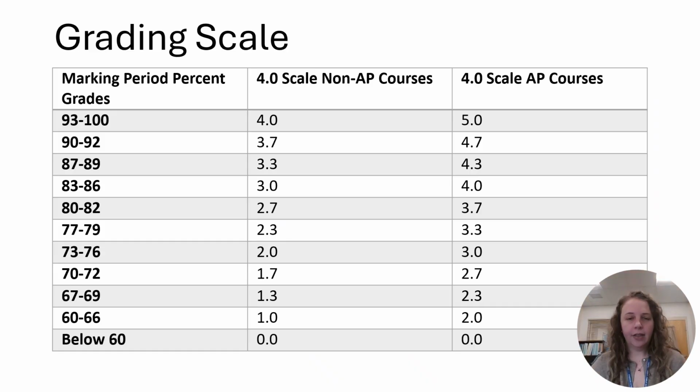Here's the grading scale that Calvert County Public Schools uses to calculate your GPA. For each marking period percent grade, it corresponds to a number on a 4.0 scale. The middle column is for non-AP courses, and the right column is for all AP courses. So a 93 to 100% for a non-AP course receives a 4.0. On an AP course, it's a 5.0. And then it continues so on and so forth.